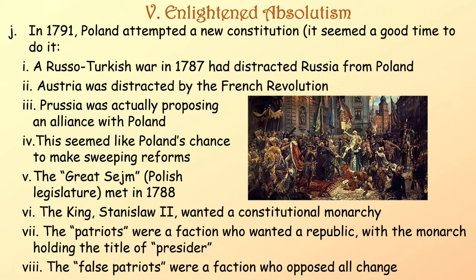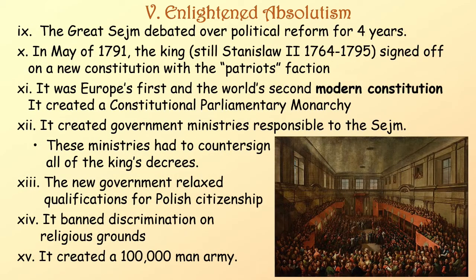And another faction, known as the False Patriots, opposed any and all change. The Great Sejm debated over political reform for 4 years. And in May of 1791, the king, still Stanislaus II, who ruled from 1764 to 1795, signed off on a new constitution with the Patriots faction.